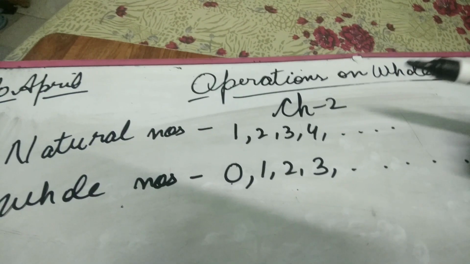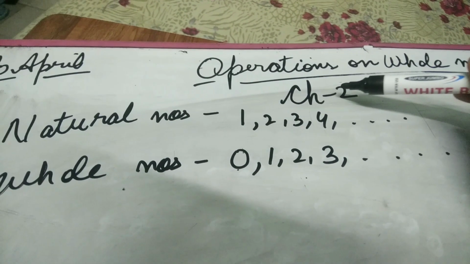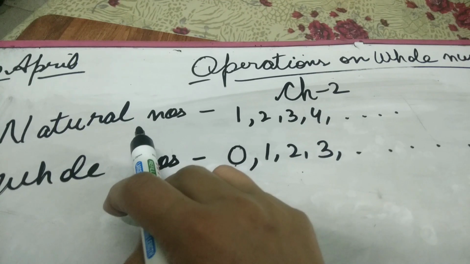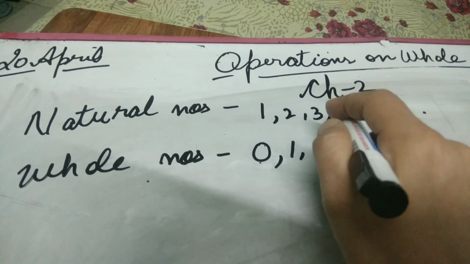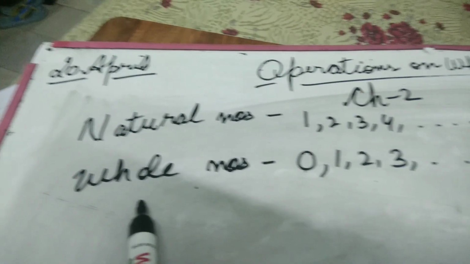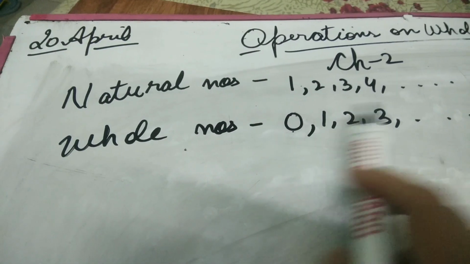Students, we are going to now begin with operations on whole numbers. This is chapter number 2. In this, first we have the natural numbers. The counting numbers are called the natural numbers, and this begins from 1. Next you have here the whole numbers. All the natural numbers together with 0 are called the whole numbers.